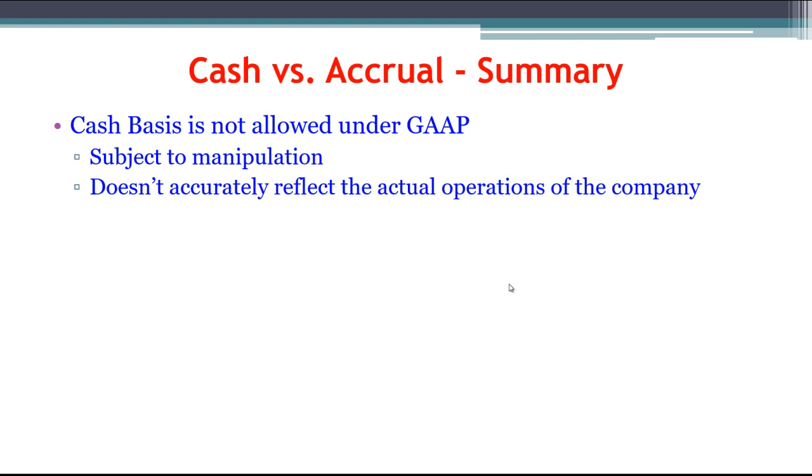Hopefully this has provided a pretty good example to show that there are reasons the cash basis is not allowed under GAAP. It's too subject to manipulation. It just mismatches when you record revenues with when you've actually done what's needed to earn them. It just doesn't accurately reflect the actual operations of the company. Therefore, the accrual basis is required. So that's an intro to adjusting entries, showing why we use the accrual basis of accounting.